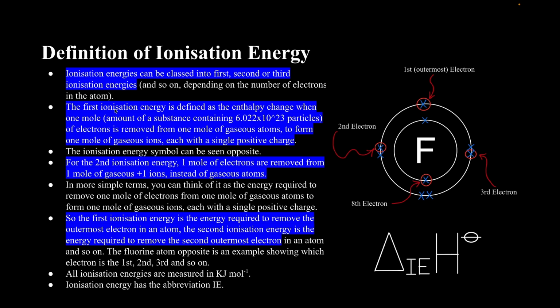First ionization energy is defined as the enthalpy change when 1 mole of electrons is removed from 1 mole of gaseous atoms to form 1 mole of gaseous ions, each with a single positive charge. In case you didn't know, 1 mole is the amount of a substance containing 6.022 times 10 to the power 23 particles. This is something related to stoichiometry and to number of moles calculations, and there'll be a whole series on that very soon. The starting atoms and the product ions have to be in a gaseous state.